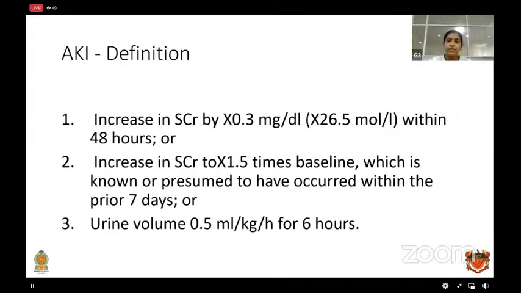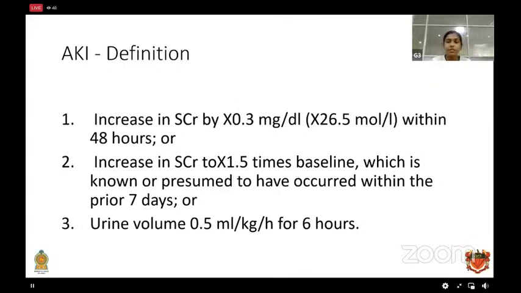And sometimes you can have a baseline value of the patient, at least a value from 7 days prior, and now it has increased by 1.5 times. Then again, you can say the patient is having a renal impairment. Having said that, I think you are aware that creatinine starts to rise in the latter part of kidney damage. So I prefer to go by urine volume. As you all know, the usual urine output is 0.5 ml per kg per hour.